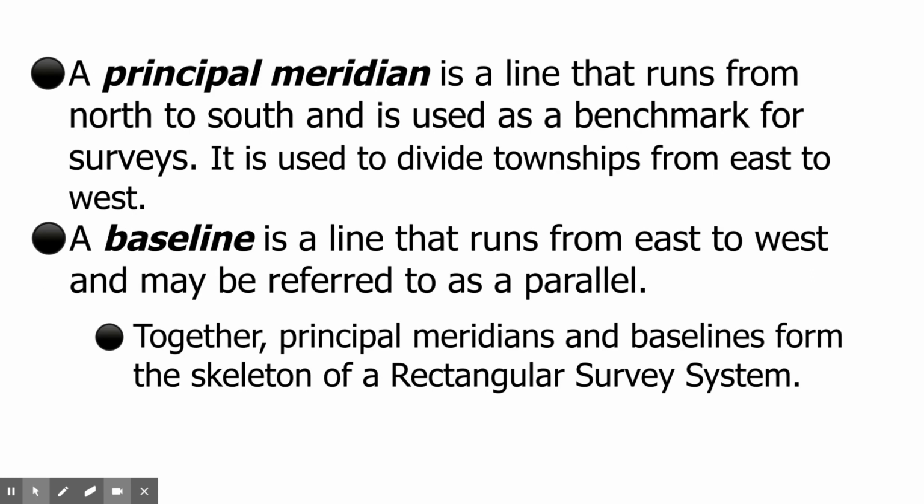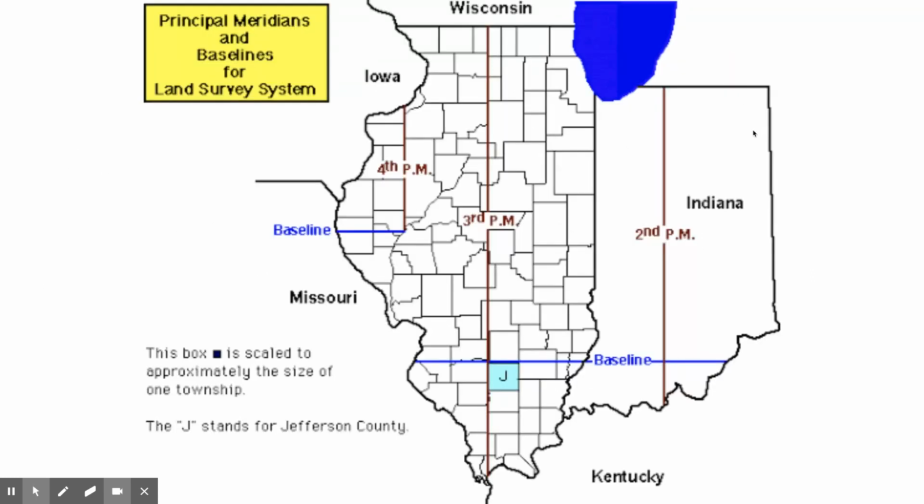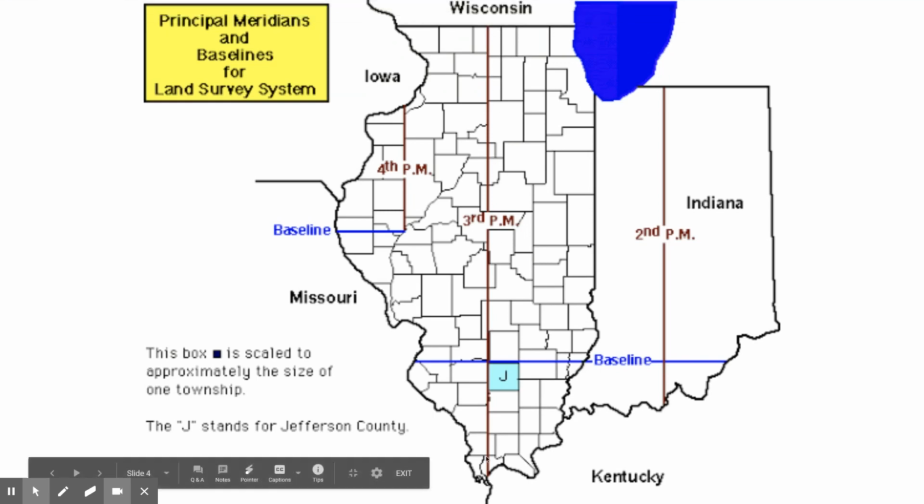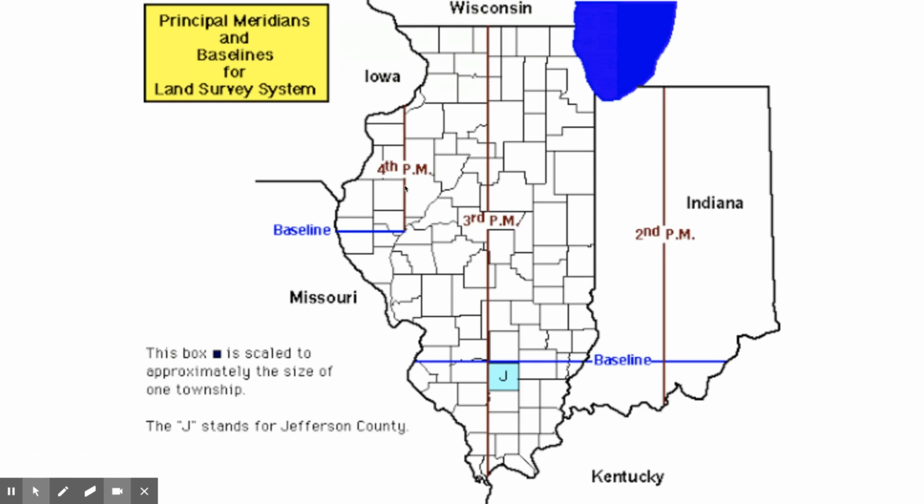Okay, so these two things, the principal meridian and the baseline, work together to create the skeleton of the rectangular survey system. So in Illinois, we have the third principal meridian that pretty much splits the state right down the middle. It's this red line here. Also, there's the fourth principal meridian, which affects what we call West Central Illinois, right here. And then if you go into Indiana, that's where the second principal meridian is. But again, in Illinois, pretty much everything's east and west of the third principal meridian or the fourth.